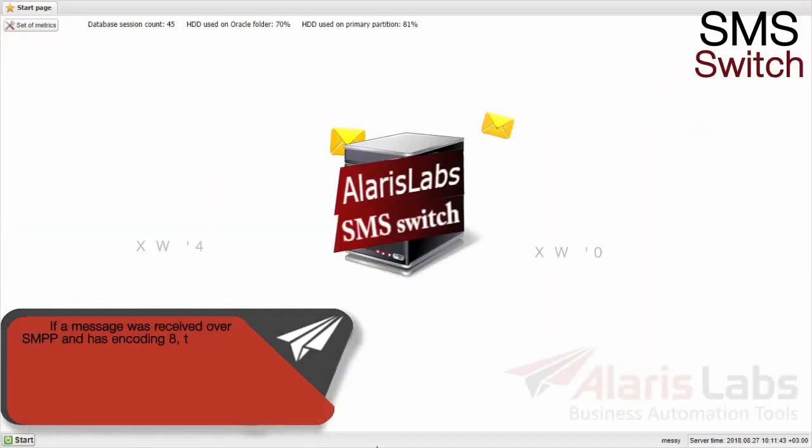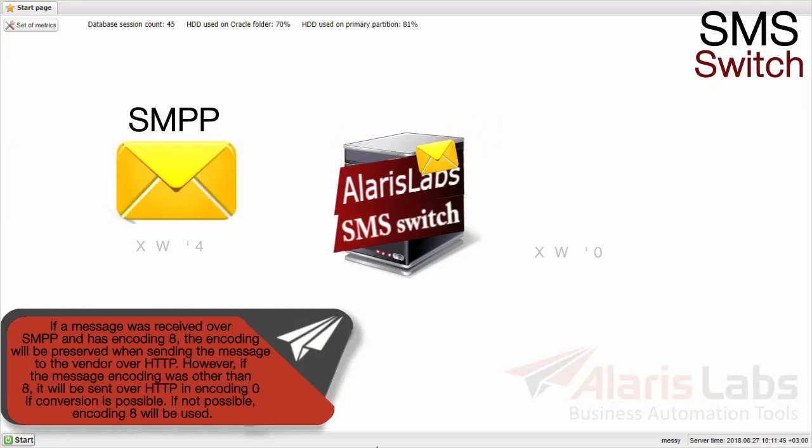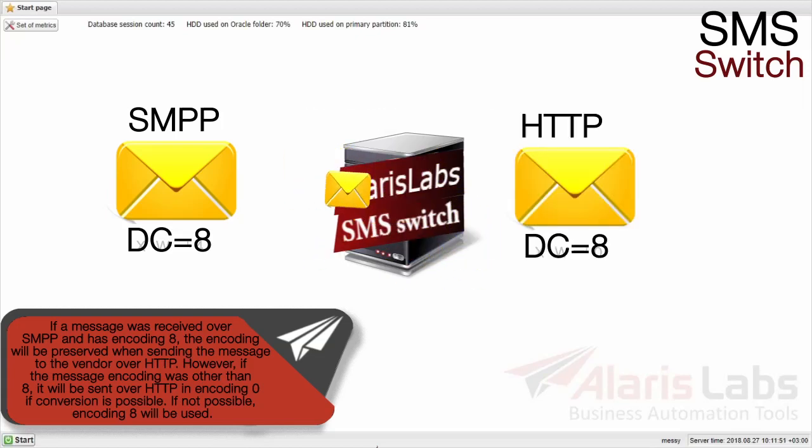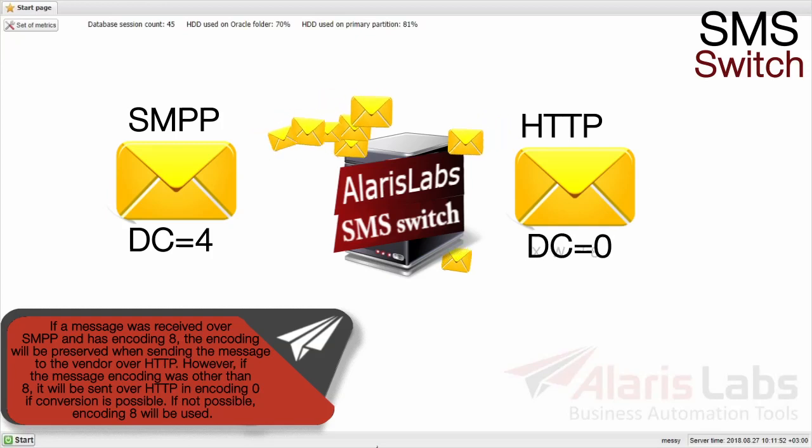If a message was received over SMPP and has encoding 8, the encoding will be preserved when sending the message to the vendor over HTTP. However, if the message encoding was other than 8, it will be sent over HTTP in encoding 0 if conversion is possible. If not possible, encoding 8 will be used.